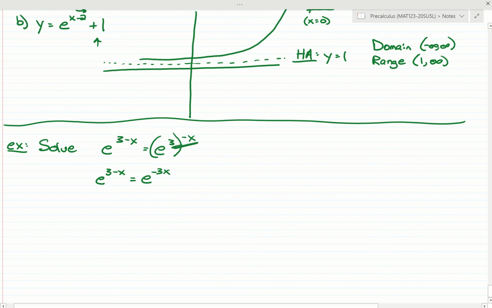And we do have the same base, so we could just say 3 minus x is equal to negative 3x. Bring the x on the other side. And we could divide by negative 2. So we get x is equal to negative 3 over 2.